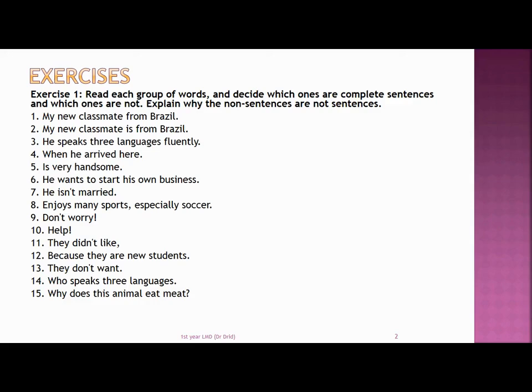5. Is very handsome. The meaning is incomplete. The structure, subject and predicate. There is a predicate, is very handsome, but there is no subject. This is not a sentence. You continue in the same way with the rest of sentences.